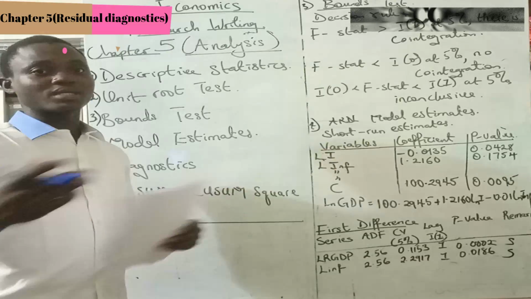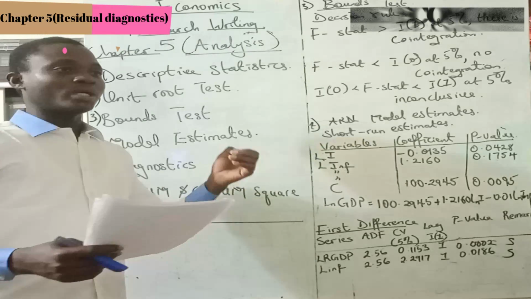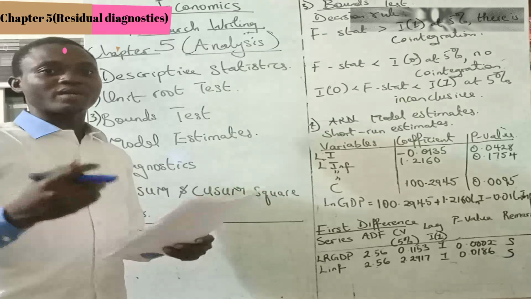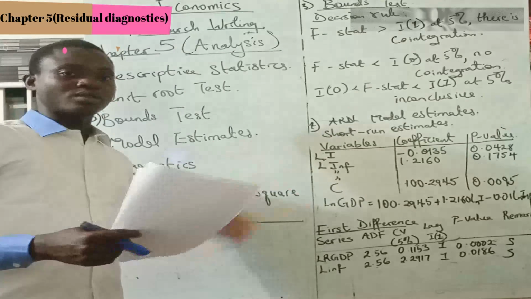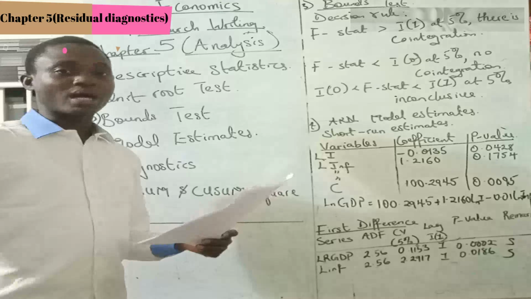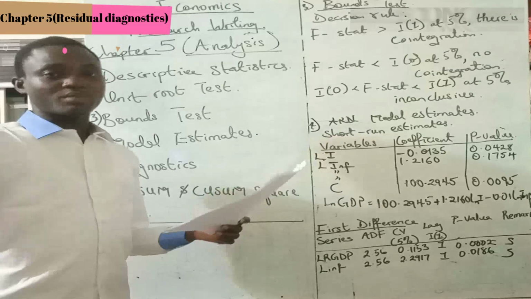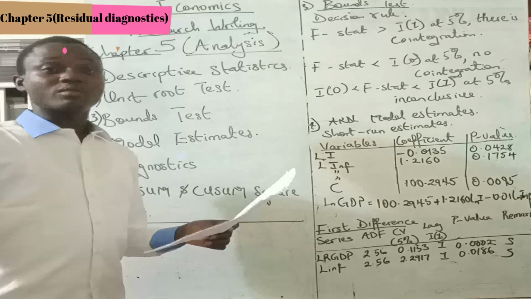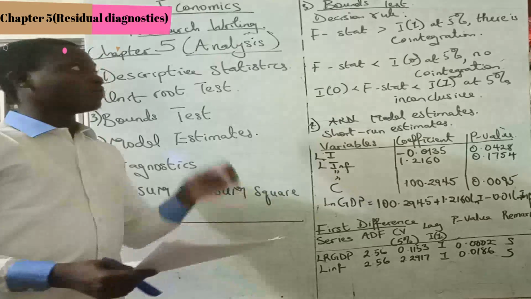So you're going to have two critical values for each level of significance. For 1%, for example, you have a critical value for the lower bound I0, and another critical value for the upper bound I1. For 5% the same thing, for 10% the same thing. So you'll have six critical values. Now, what's the decision rule?